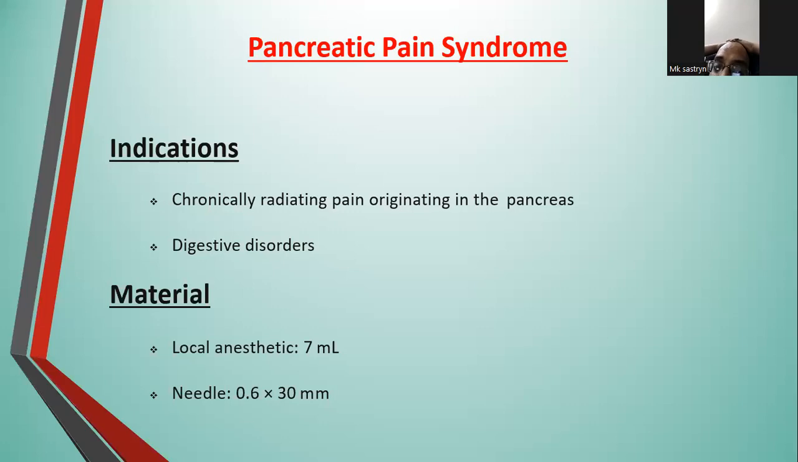Now you can see pancreatic pain syndrome. These are again very different pain syndromes, and it occurs because of the digestive disorders. So it becomes very painful sometimes because of the pancreatic pain. So how to reduce it? I'm teaching you all anesthesia subject with dry needle.